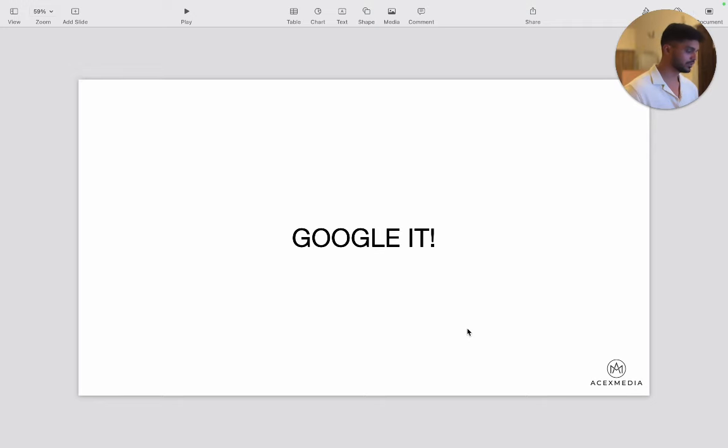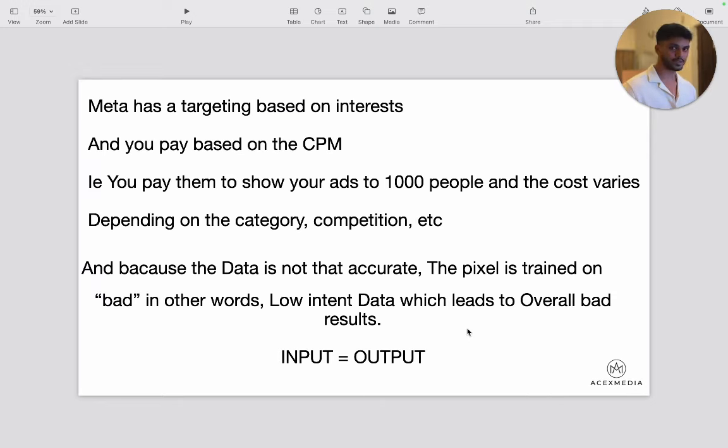So similarly, what we are currently doing is using Google Ads to feed data onto Facebook ads. Now Meta is a targeting based platform that targets users based on their interests, and you have to pay Meta based on your CPMs. So you're not charged based on clicks, or on any other attribute, but you have to pay them based on how much they're charging you per thousand reach. This cost varies depending on your competition, your category, what time of the year you're running, etc.